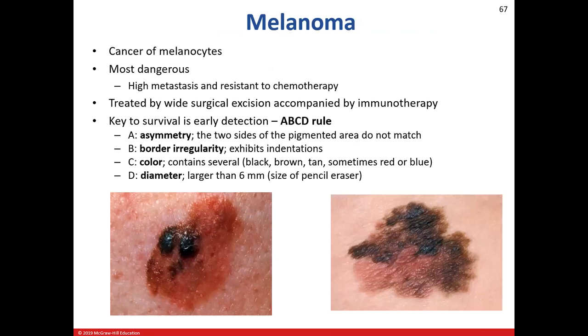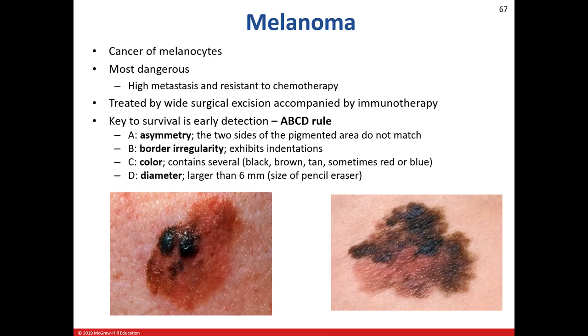Our last one is melanoma. Now, melanoma is the cancer of melanocytes, and this is the most dangerous type of skin cancer, mainly because it has a very high metastasis rate and is also very resistant to chemotherapy. Treatment includes wide surgical excision that also is accompanied by immunotherapy. So this isn't simply just come down here and try to excise right around the edge. We actually have to take out a bigger section in order to make sure that we get everything.